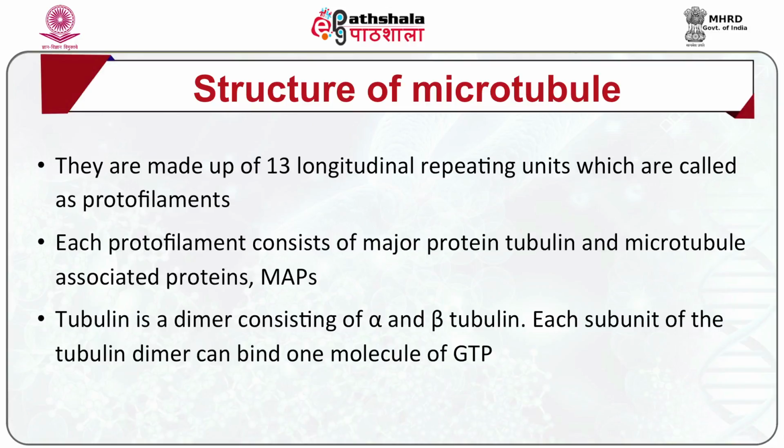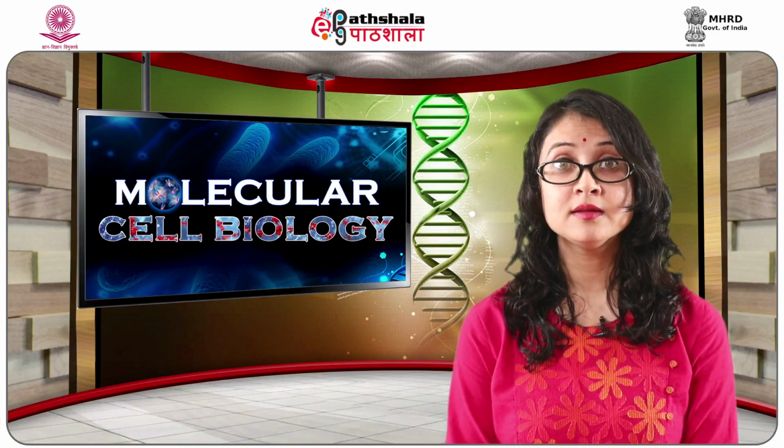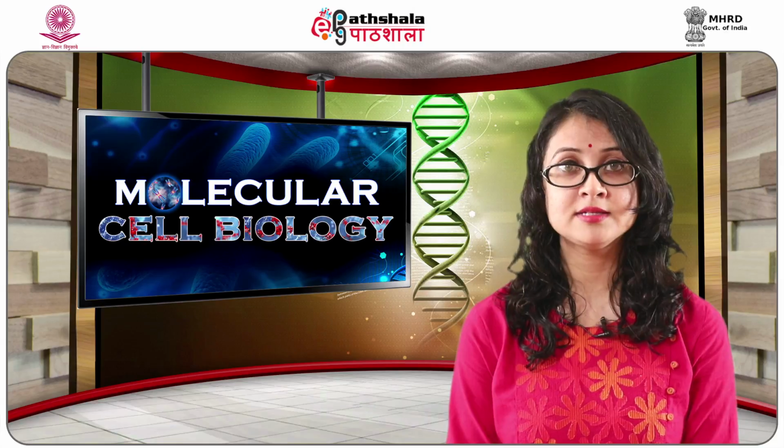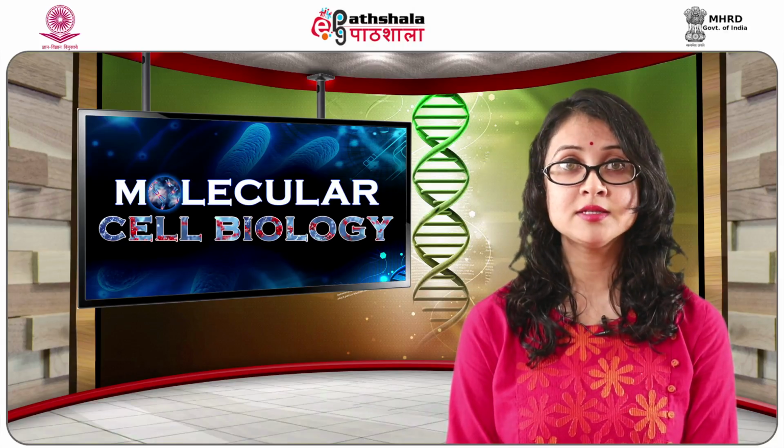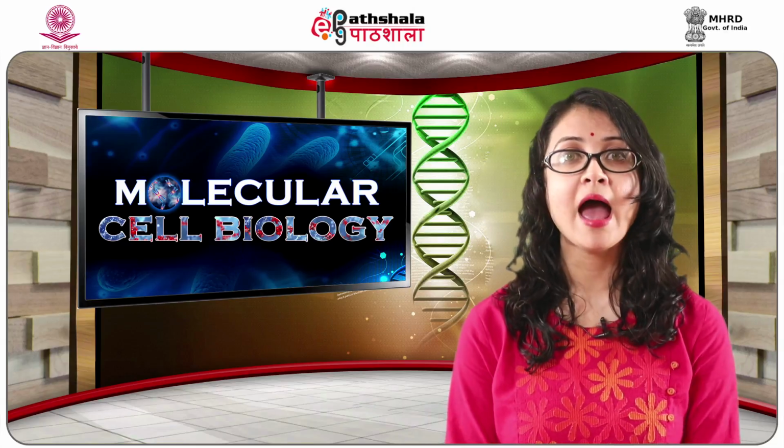Structure of microtubules indicates that they are made up of 13 longitudinal repeating units, which are called protofilaments. Each protofilament consists of the major protein tubulin and microtubule associated proteins, which are abbreviated as MAPs. Tubulin is a dimer, consisting of alpha and beta subunits. Each subunit of the tubulin dimer can bind one molecule of GTP. The GTP in the alpha subunit is non-hydrolyzable, whereas the beta subunit is exchangeable with free GTP and hydrolyzes it.